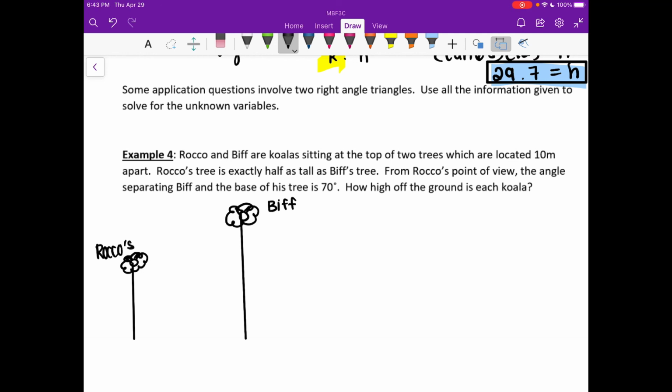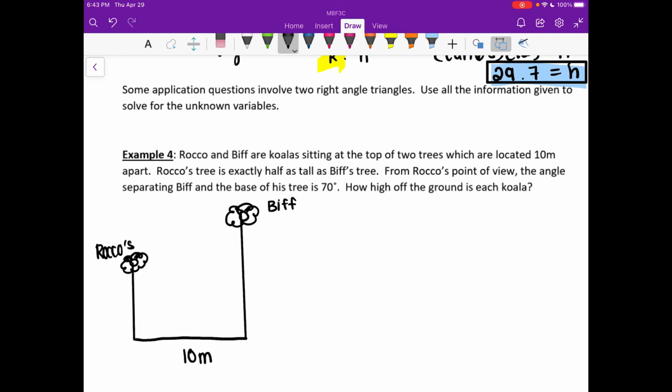So we have Rocco and Biff's tree, and it says that the two trees are located 10 meters apart from each other. So we know that this distance right here is 10 meters. And I would advise you use a ruler when you're drawing these out. It just makes your angles and your lines neater. It's a little hard to do that for me on my iPad, but you get the idea.